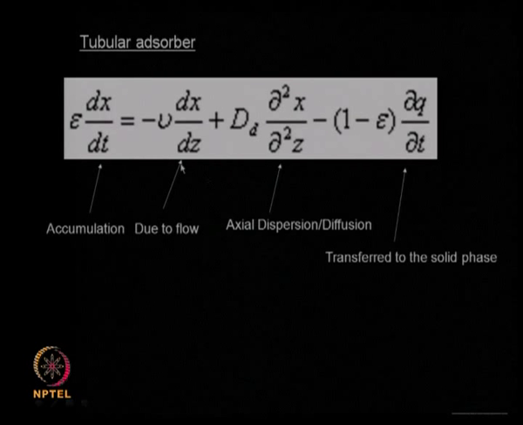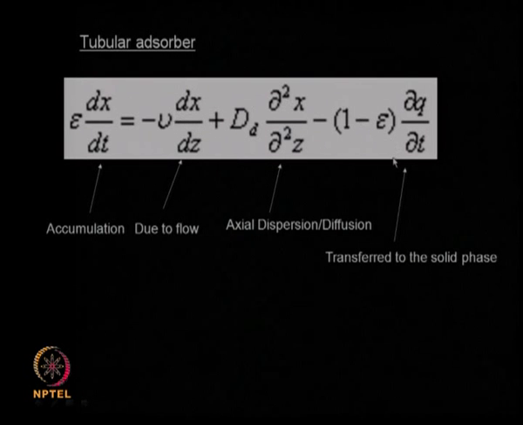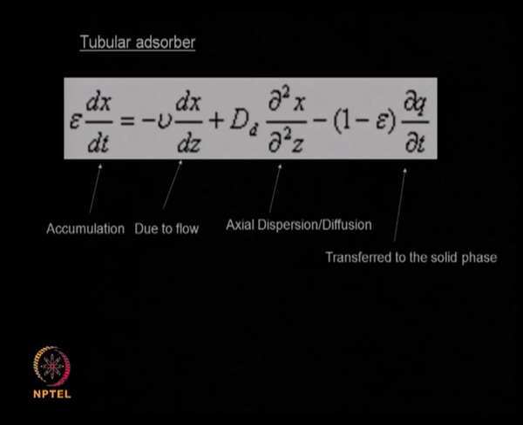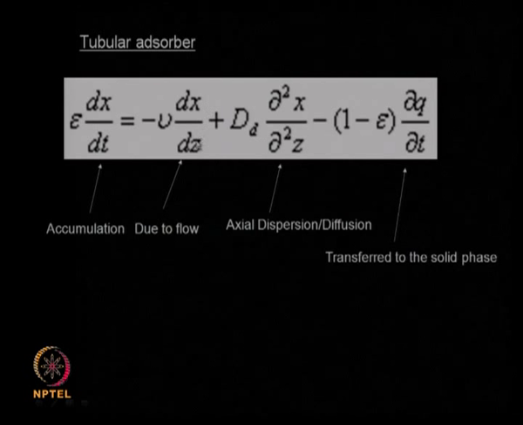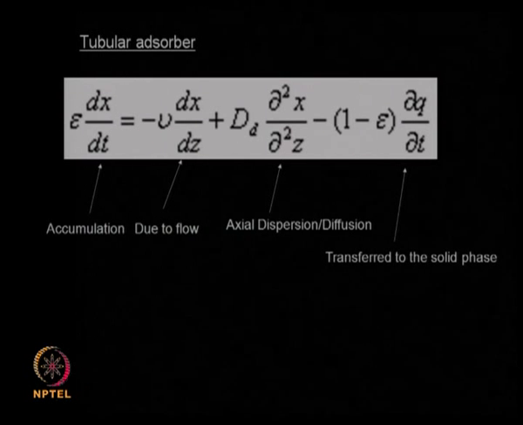So this term represents the diffusion, this term represents the flow or the bulk movement, and this term represents the adsorption of the solute to the adsorbent. Just like in your continuous stirred tank, if you remember, we had a negative term. So this term represents the flow, this term represents diffusion, this term represents the movement of the solute or the adsorbate from the continuous phase or your solution to the solid phase, okay.